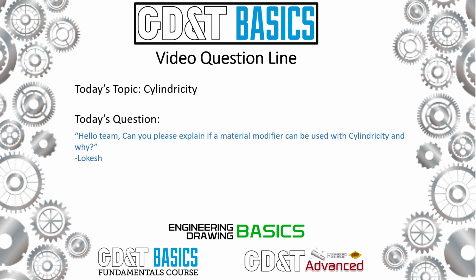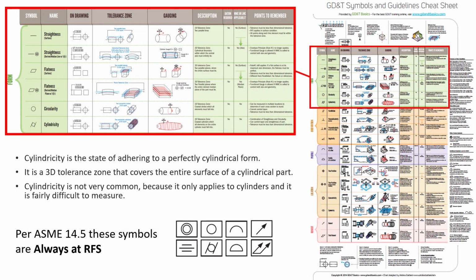I want to go over the actual cylindricity, how it looks on the wall chart, and then a brief description of cylindricity. I've brought the wall chart in here again. Just wanted to point out this green area on the wall chart. This is the area for the form controls.